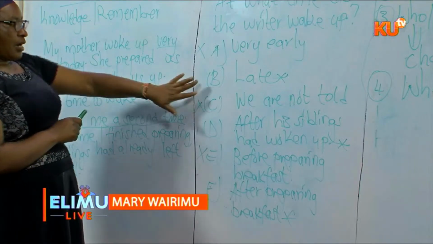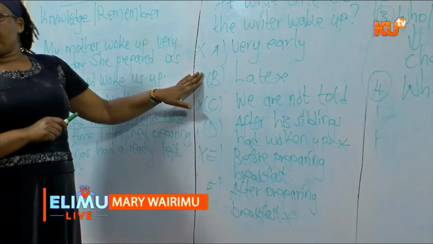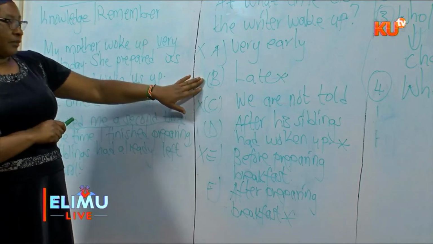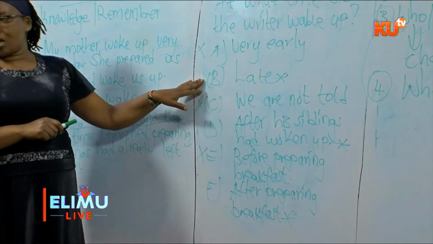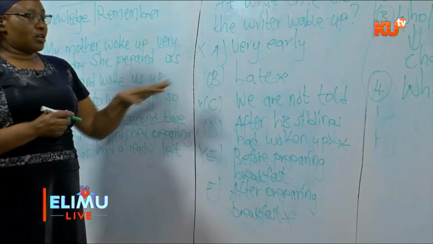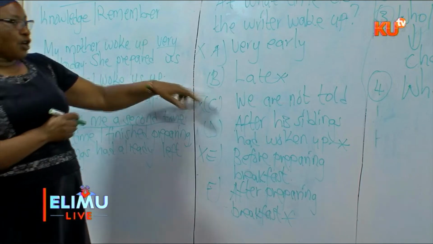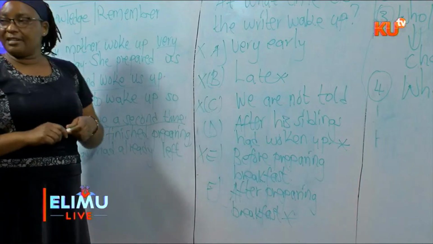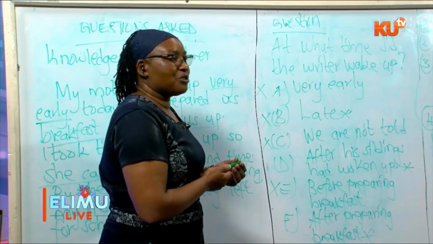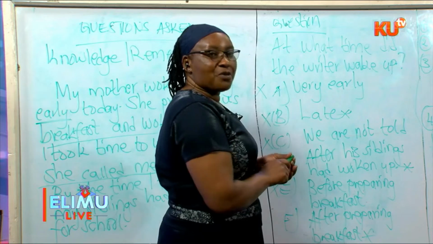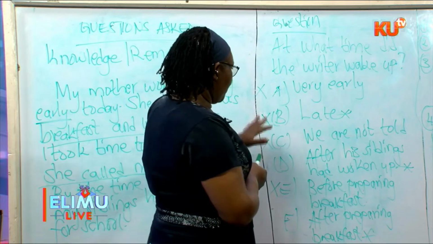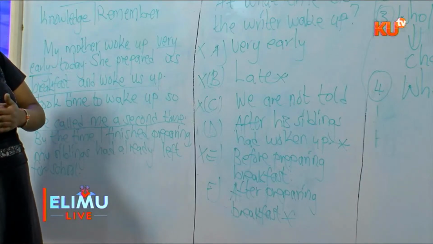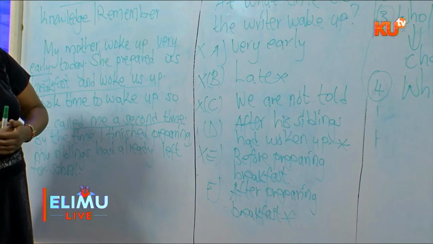So now we are not told how late. The lateness can even be at noon. So it was still in the morning. So this answer is vague. So we delete that answer because lateness can even be at noon, and obviously at noon is not the time that they were being woken up to go to school. So we are now left with 2 answers. We are left with alternative D and alternative F.